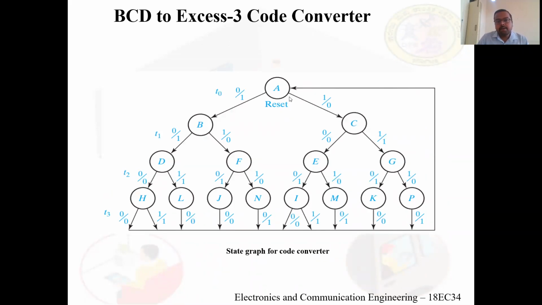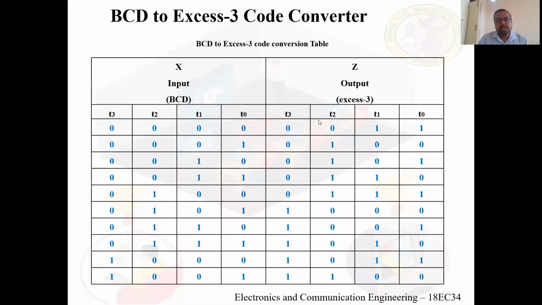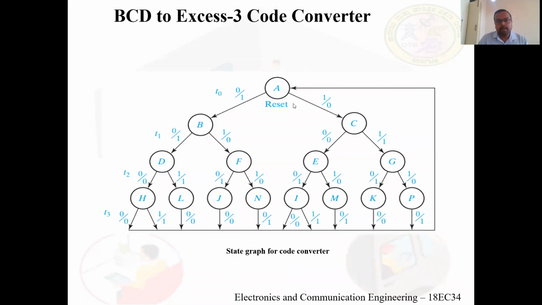Now we'll start with the reset state. If you see from this table here, when all the 4 inputs are received, it will convert into an x3. It means that after 4 inputs, the circuit has to reset so that it can receive the next 4 inputs. So we'll start with a state which is called the reset state. A is the state here.